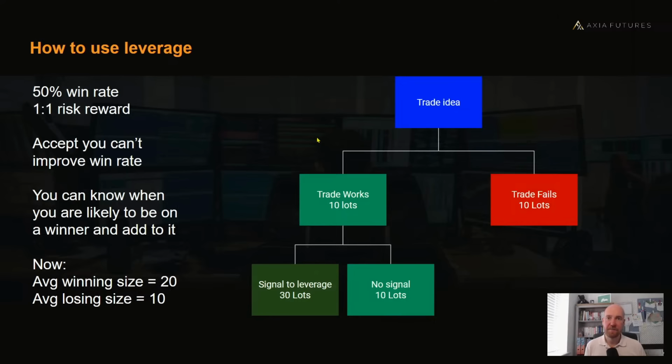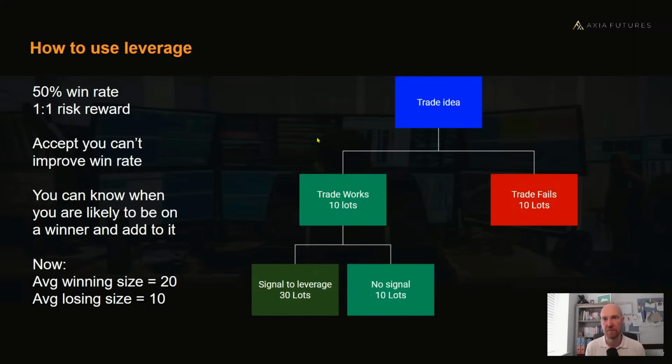You have a trade idea. Now, if this has a 50-50 win rate, and any trade when you enter has a 50-50 outcome, you enter a trade, it will go up or it will go down from where you enter. So you can backtest the idea, but as you enter a trade, there is a binary outcome.